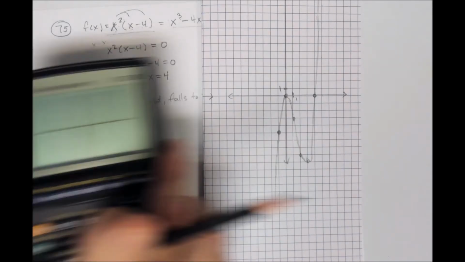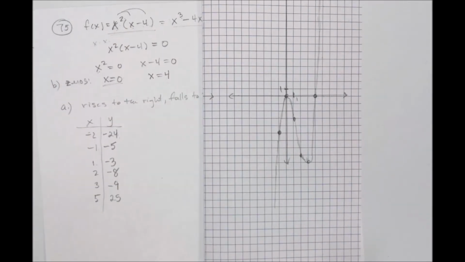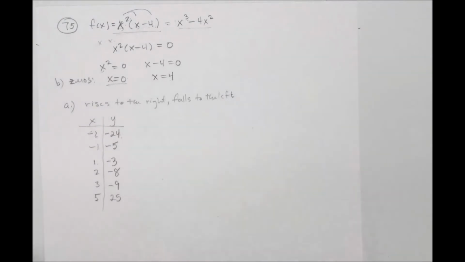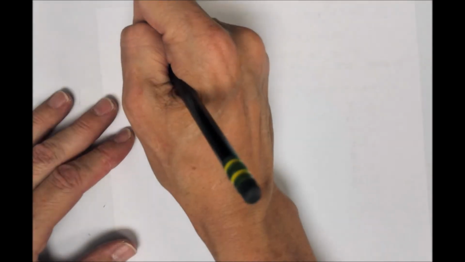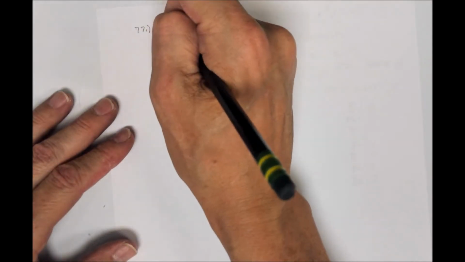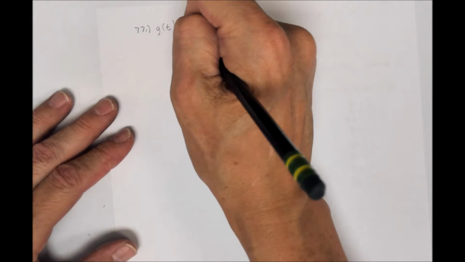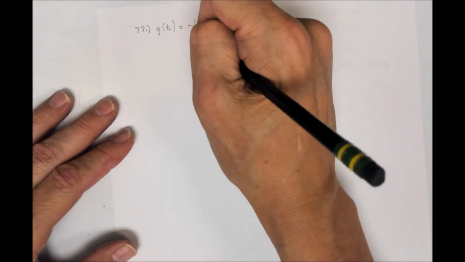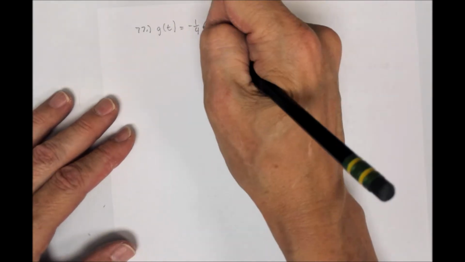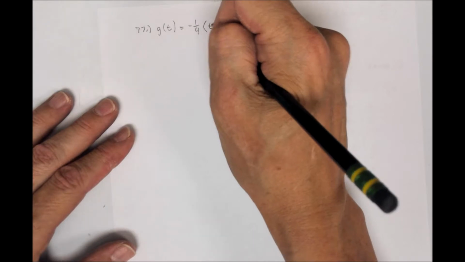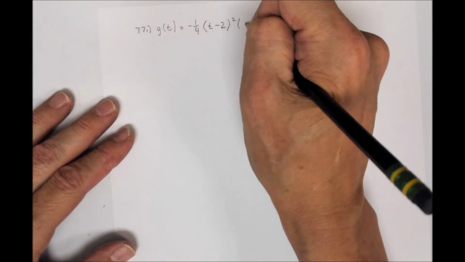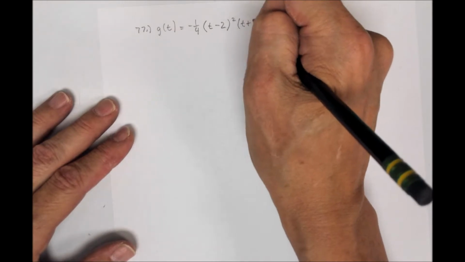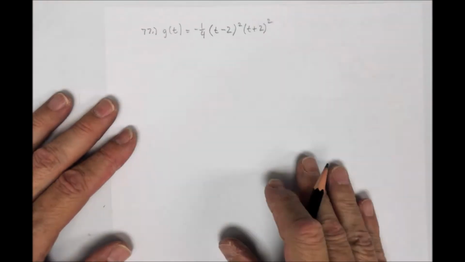These are fun. 77, another guy. Good thing I've got one more sheet of scratch paper, or graph paper I should say. 77, g of t is equal to negative 1/4. I don't like that negative there. It's going to kind of reflect things in the x-axis a little bit, so it's going to be kind of twisted around. We'll get to that when we do the leading coefficient test.